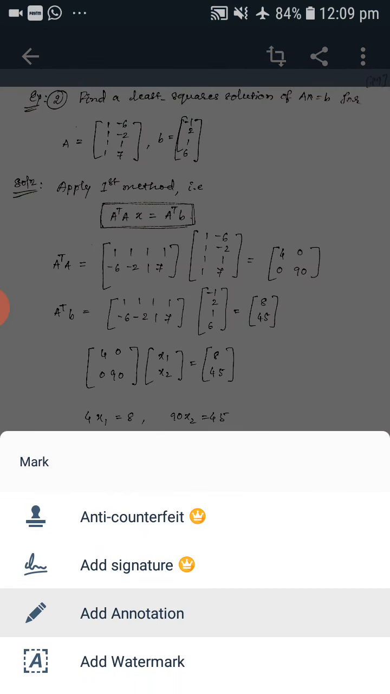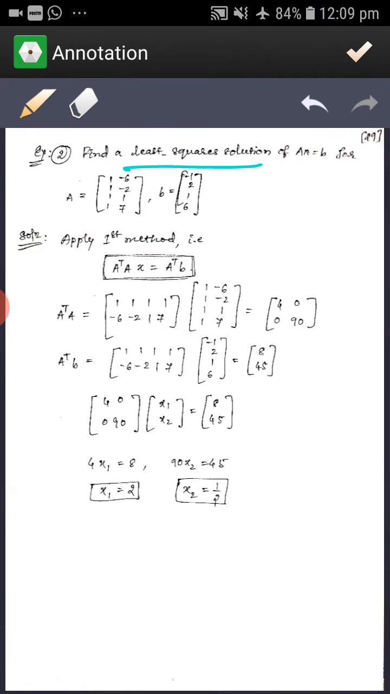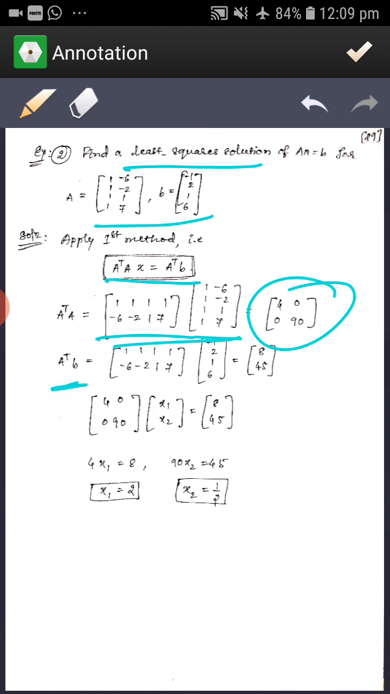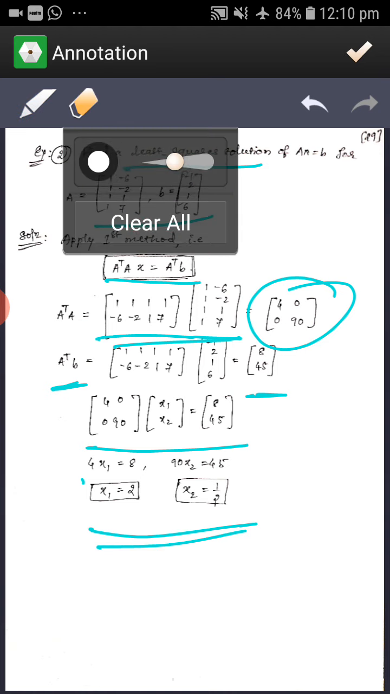So last one, there is one more problem. Here, find the least squares solution for A and B. Any method we can apply. Whatever we explained in the first problem, that is A transpose A x is equal to A transpose B, we have applied here. So calculate A transpose A. That will come like this. Then A transpose B comes like this. Then A transpose A x equals A transpose B. So directly we can equate here. That is 4x1 equal to 8 and 90x2 is equal to 45. So directly we can write the values of x1 and x2.